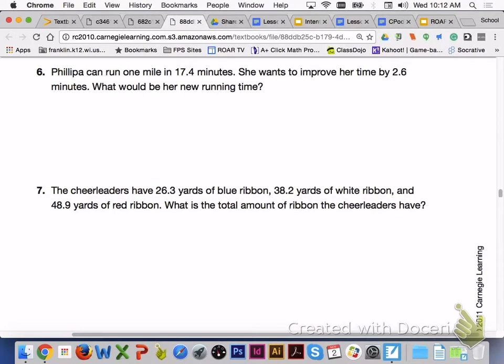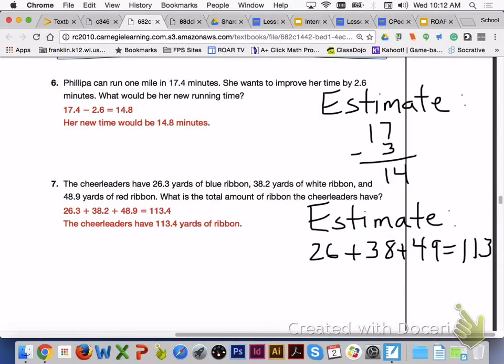Turn to page 264. I would like you to do number 6 and number 7 with your group members. For number 6, first, if I estimate my difference, 17 minus 3 would be 14. When I figure out what my actual difference will be, when I subtract the decimals, the new time would be 14 and 8 tenths minutes. For number 7, again, when I estimate, my sum is 113. When I figure out the actual answer, the cheerleaders have 113 and 4 tenths yards of ribbon.